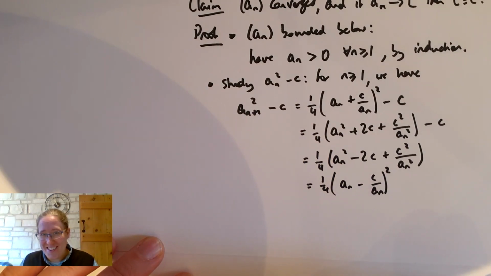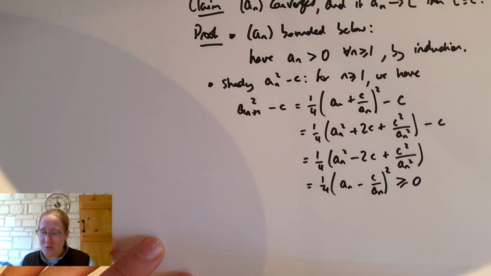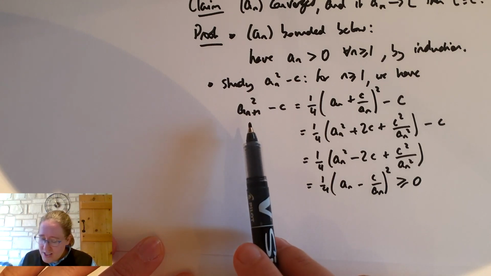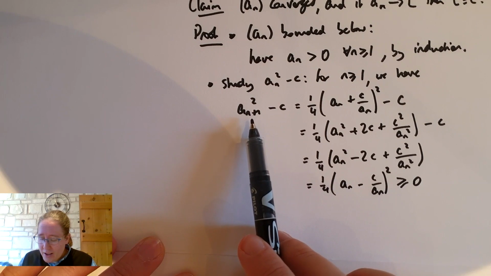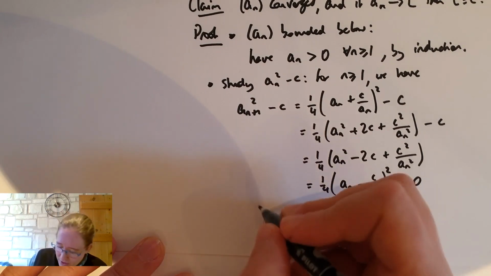And we know that squares of real numbers are greater than or equal to 0. They're non-negative. This is one of my favourite facts. We even proved it back weeks ago at the start of this course. So this says that a_{n+1} squared minus C is always greater than or equal to 0.